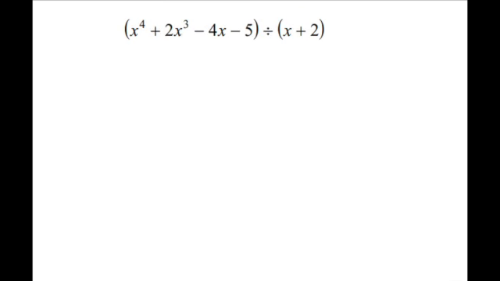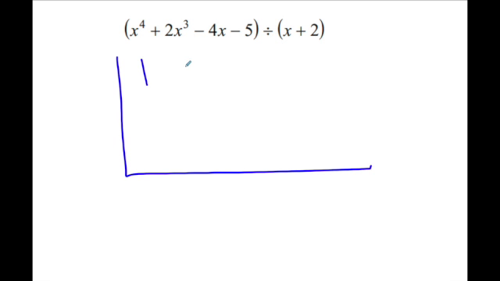Okay. All right, folks, help me out. So first thing I do is I set up my bus. What is going to go on the inside? I'm going to write 1, 2. Now look at this.